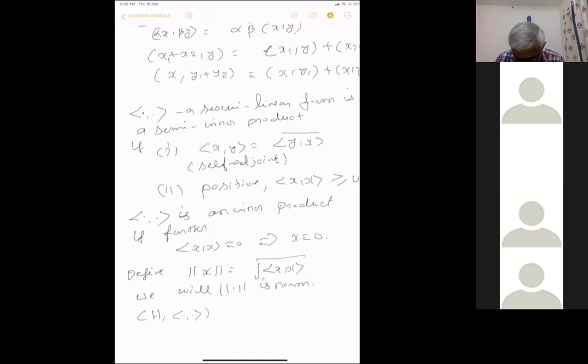This is called an inner product space. And it's a Hilbert space. It's called a Hilbert space if it is complete with respect to that norm. Okay.